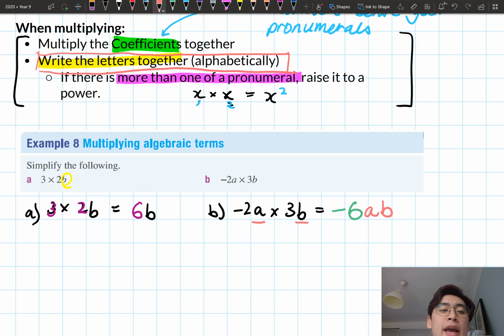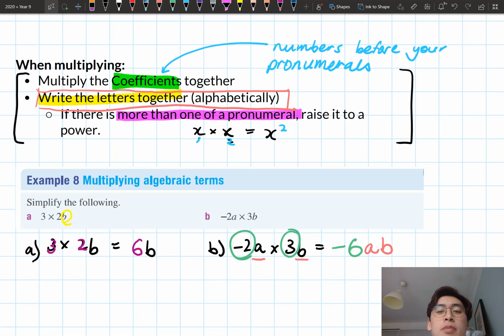When I'm multiplying algebraic terms together, all I want to do is multiply my coefficients first. So that's what we did here with our negative 2 and our 3. Multiply my coefficients together. Then I write the letters together at the end alphabetically. So that's what we did when we were multiplying algebraic pronumerals.